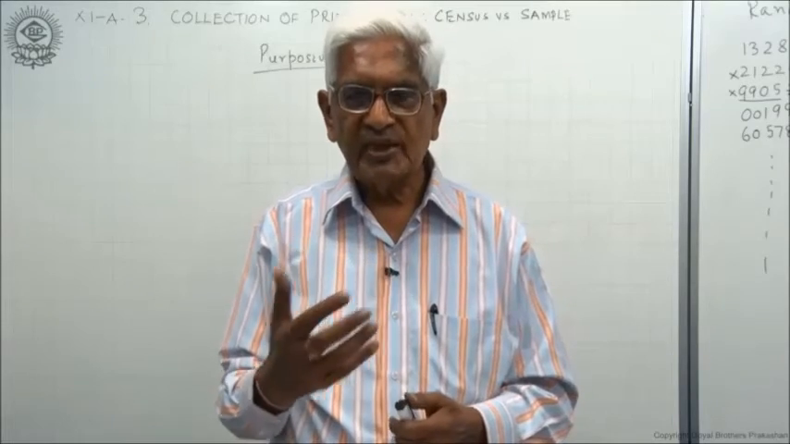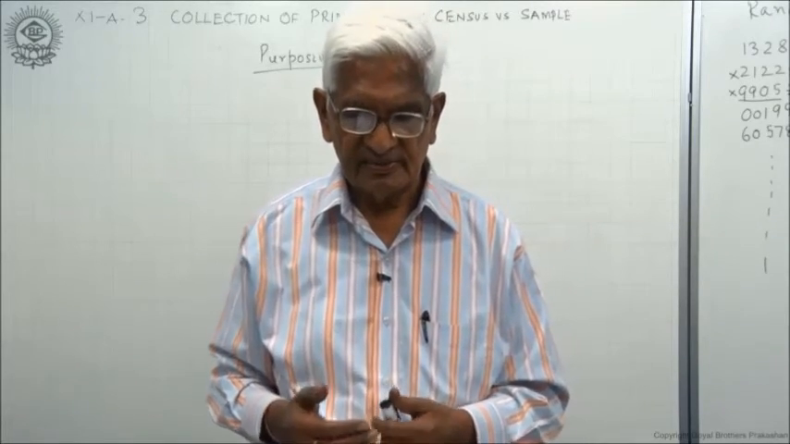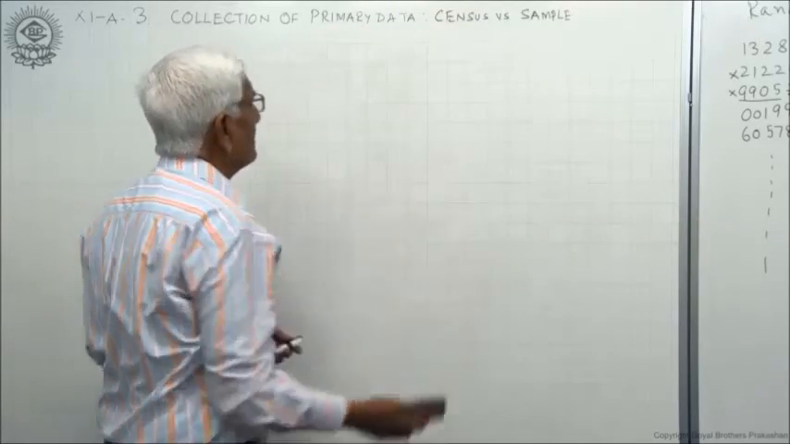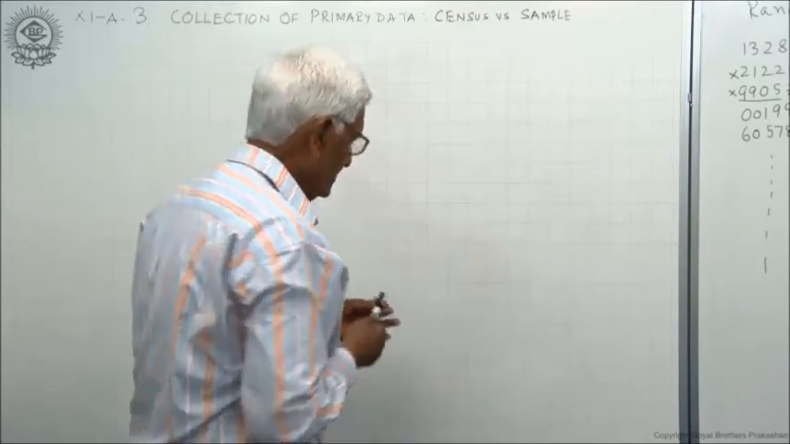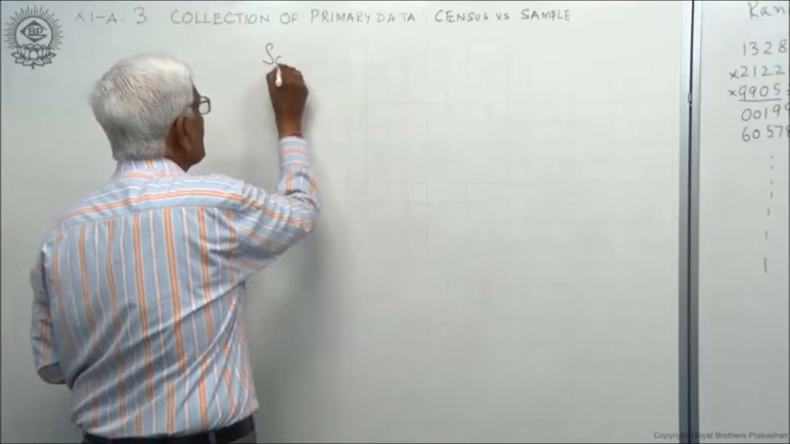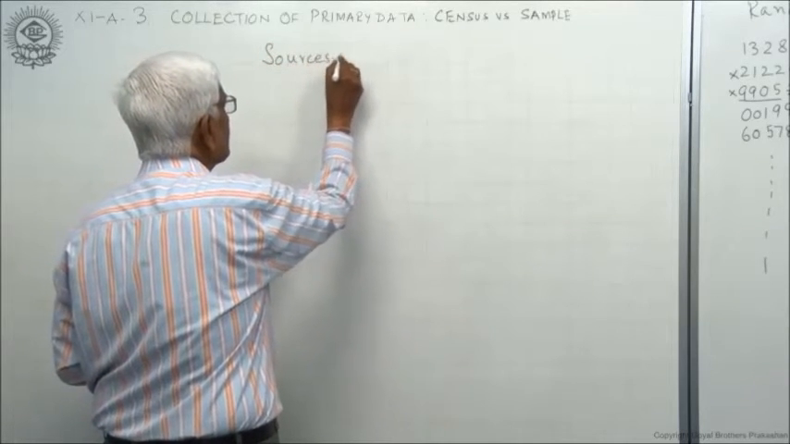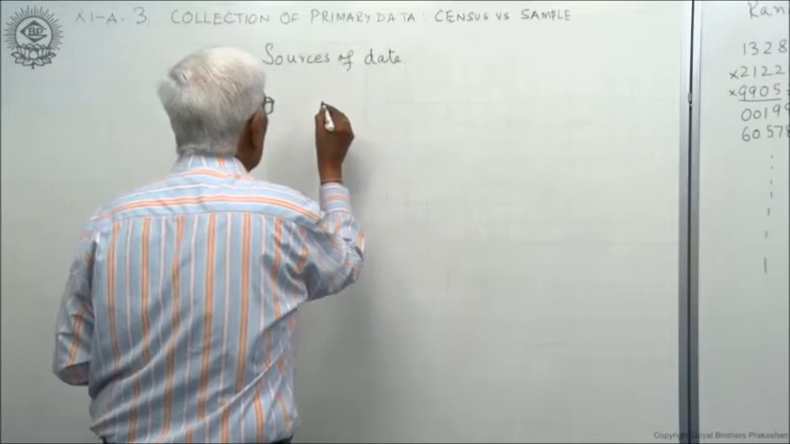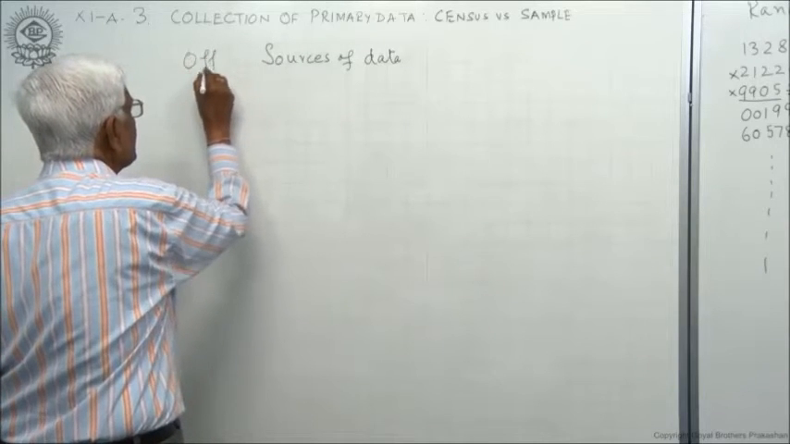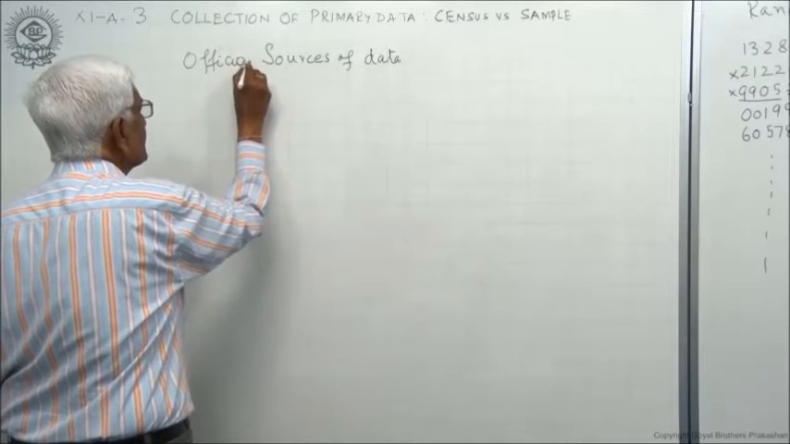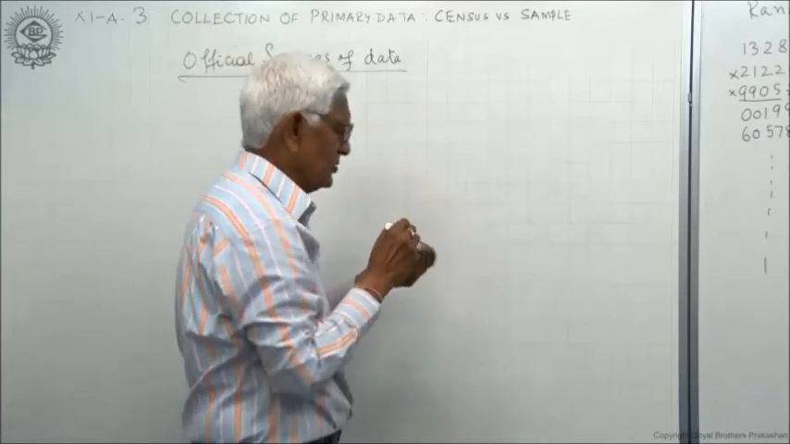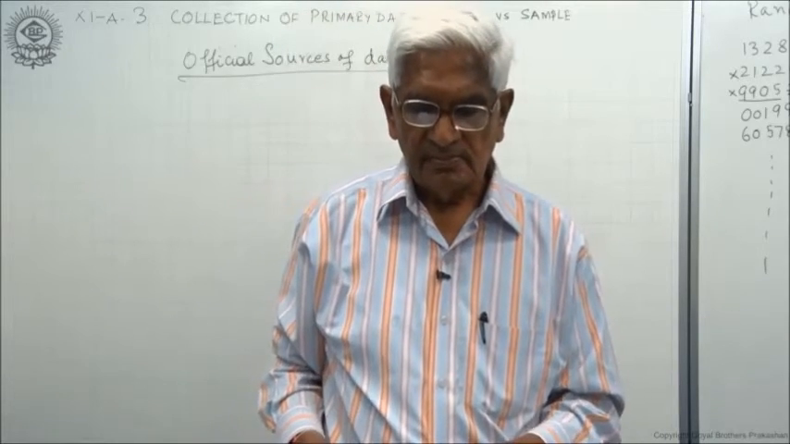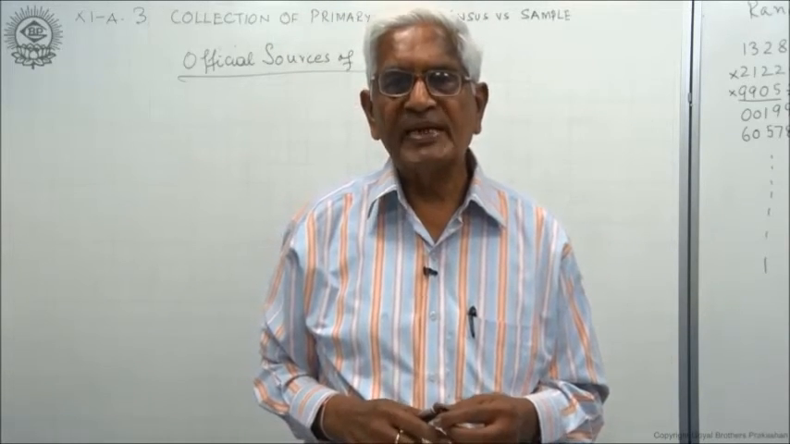Now let us come to some facts and figures. Facts and figures about sources of data. Let me put it like this: official sources. Official sources of data. Official means what? Government. The data which comes from government agencies.